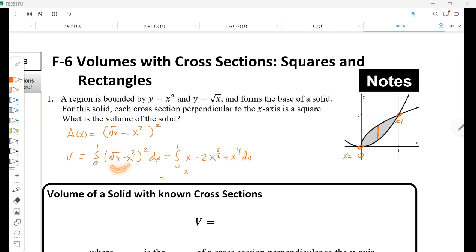Antiderivatives. Easy one first. X squared over 2 minus 2 x to the 7/2 over 7/2, plus x to the 5th over 5. But luckily, evaluated between 0 and 1. Because the 0 is going to be 0, right? And the 1 gives us 1/2 minus 4/7 plus 1/5.